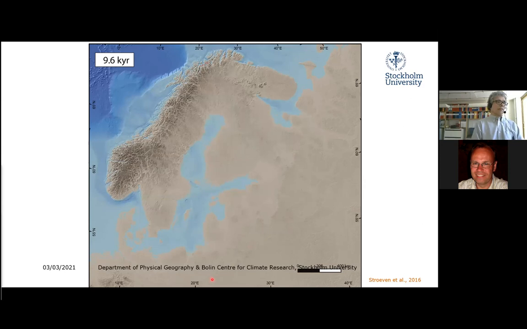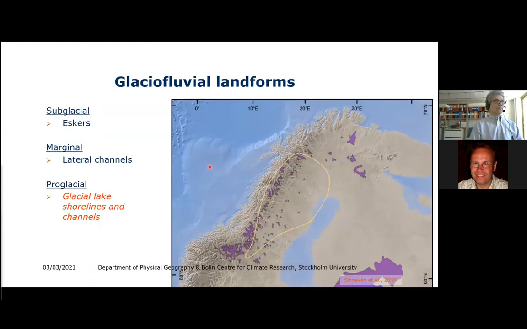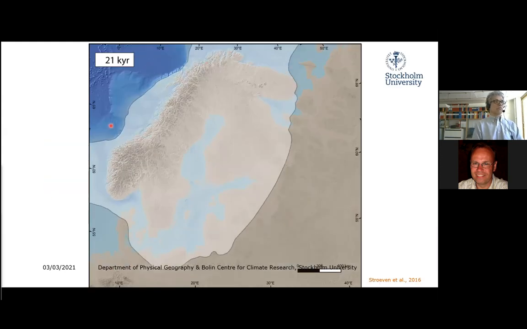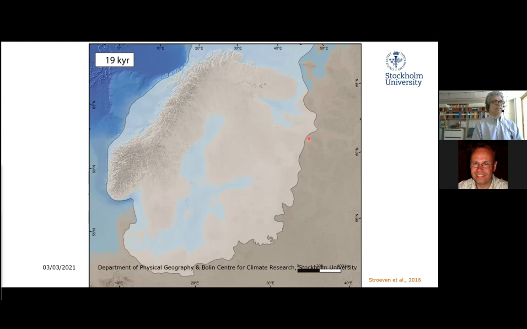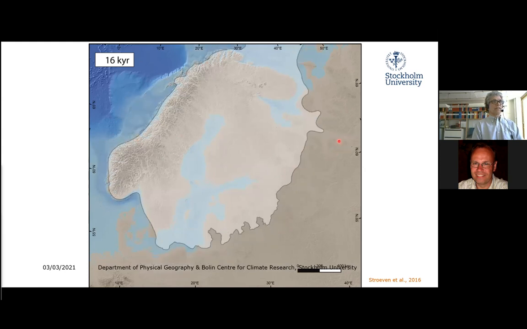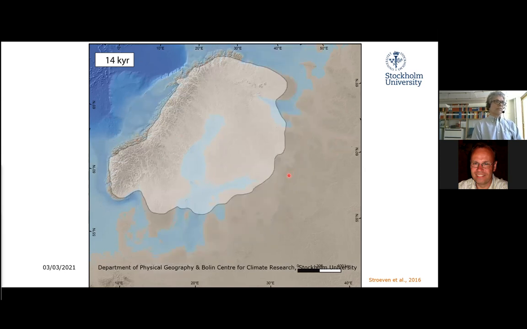So I'll see if I can run it once more. I could perhaps not do that. I could do this and that. You see it again. So we go from 22. So you see when it's retreating here, it's still advancing here on this side. And then it starts to retreat here as well. So you can see this asynchronous behavior.